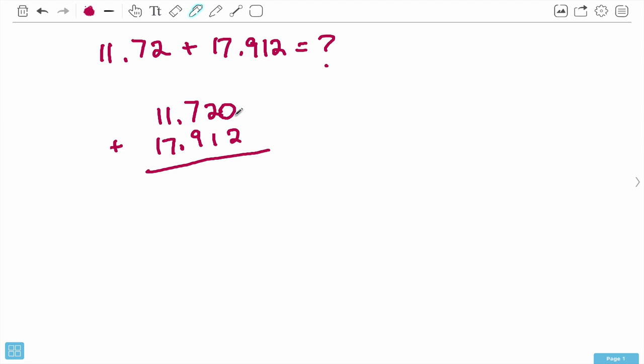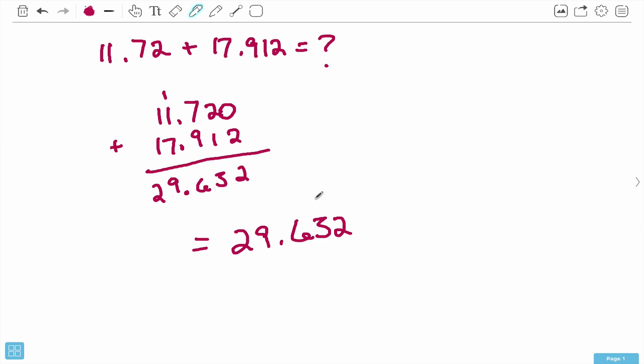0 plus 2 is 2. 2 plus 1 is 3. 7 plus 9 is 16. We're going to carry that one up here. 7 plus 1 is 8. Plus 1 is 9. And 1 and 1 is 2. And then we're just going to bring that decimal straight down. So our answer is 29.632.